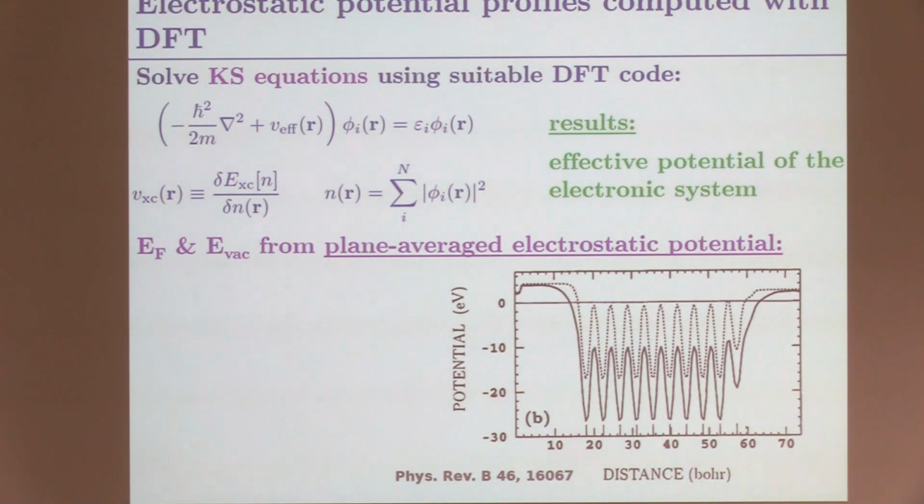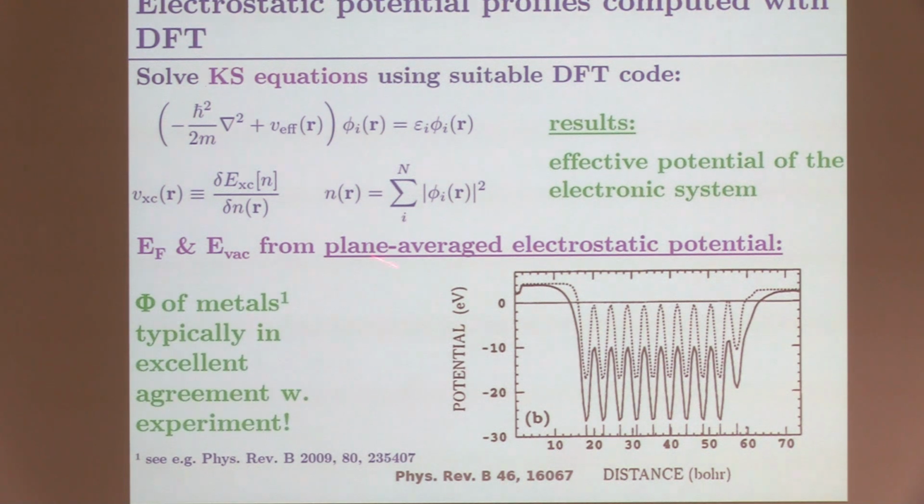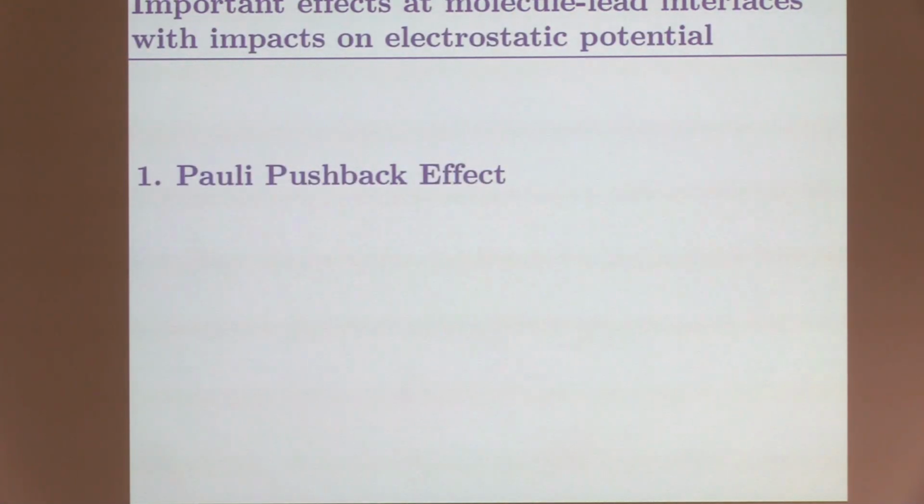Now, if we calculate this for metals using density functional theory, we actually find that the work function, which quantifies the Fermi level and this dipole layer at the surface, meaning how much energy I need to get one electron into vacuum, is found to be in very good agreement with experiments. This provides hope that this will be similar for molecule-metal interfaces. Now, what are important effects beyond the surface and the density tailing into space? What are important effects discussed in the literature happening between molecules and metal surfaces that could change that dipole layer? Now, one effect is called Pauli pushback.